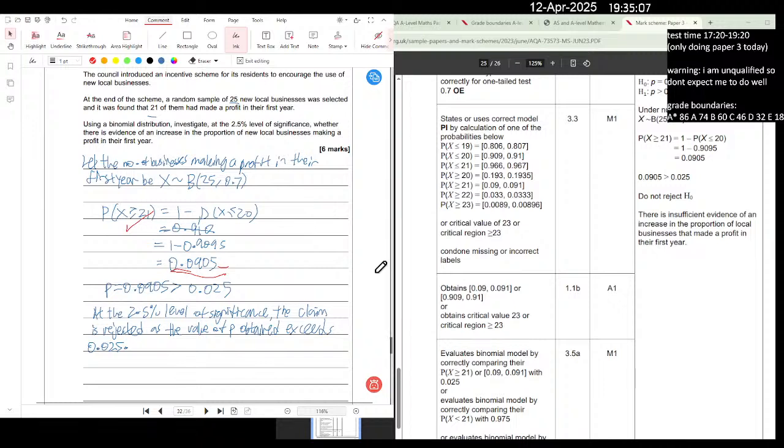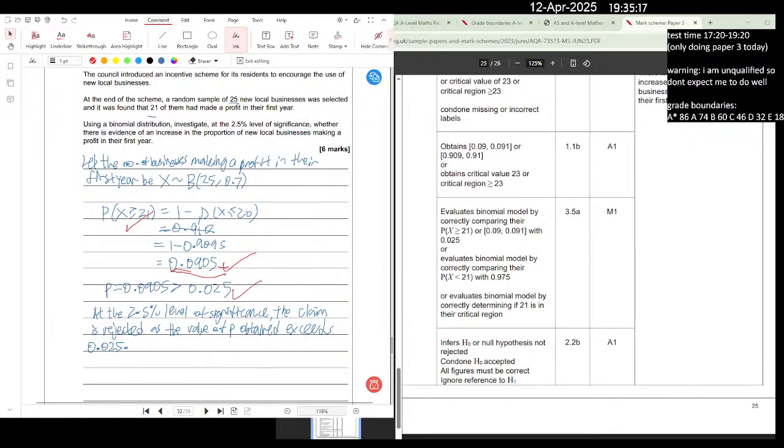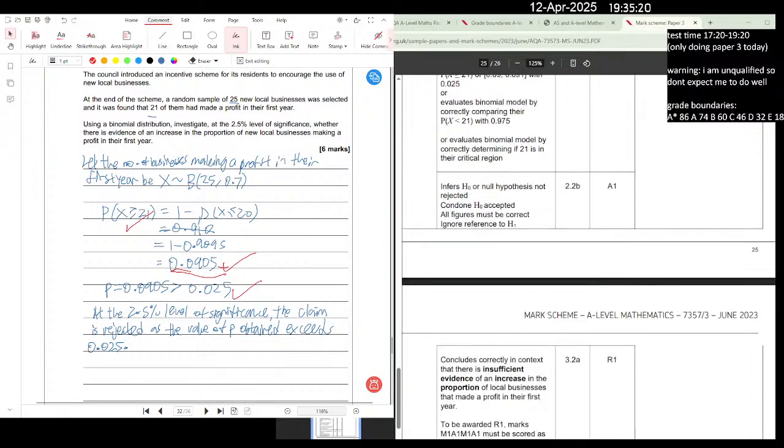Oh, okay. Also, that's another mark then. 2. Evaluates binomial model by correctly comparing that with 0.0. Another mark. 3. Infers H0 or null hypothesis not rejected. Well, I didn't use the hypothesis wording notation, so I lose that.